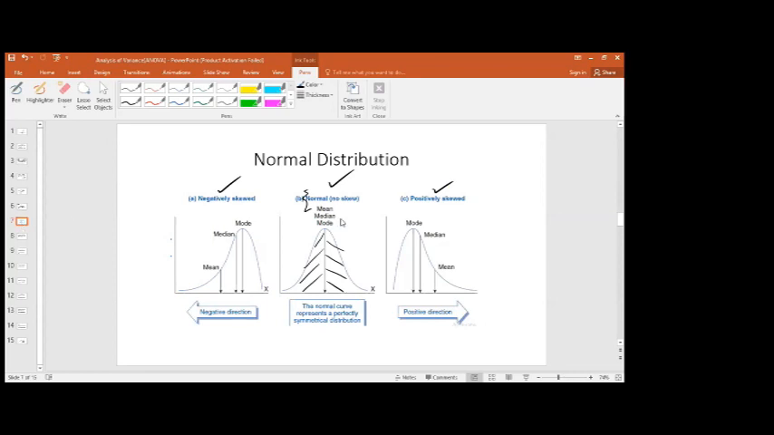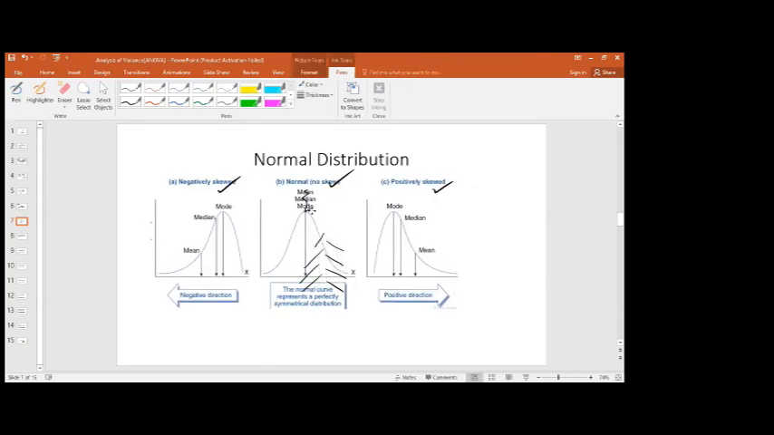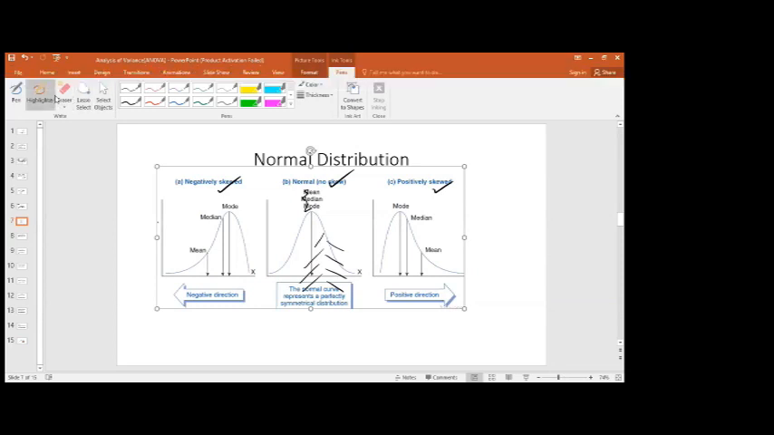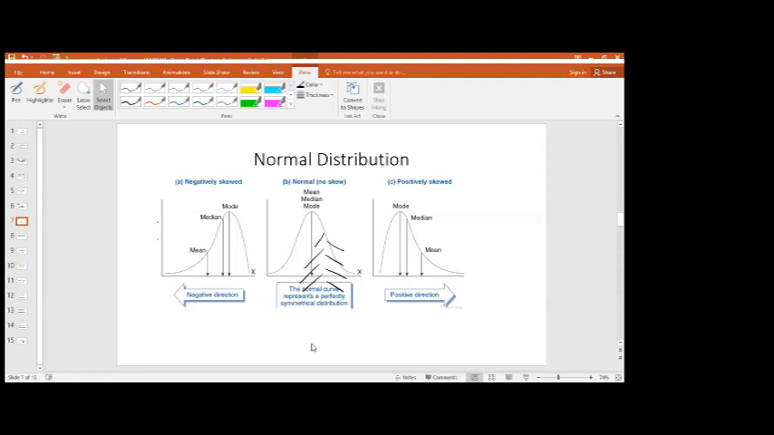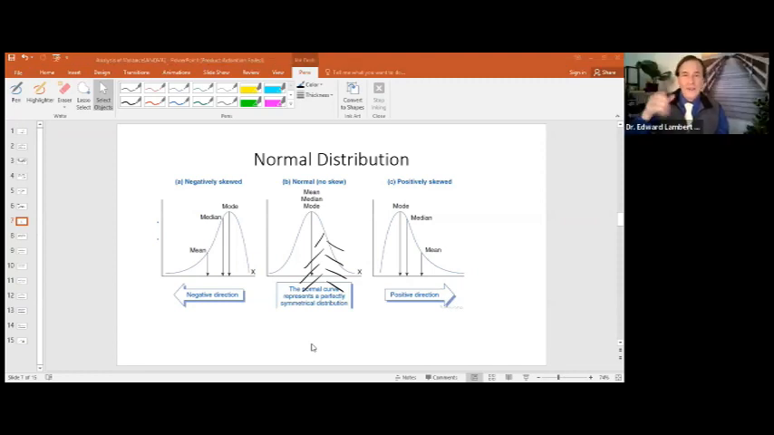Yes. Normal distribution where mean, median, and mode all lie in the center. Right? No, you hear me or not? So in the normal, we can hear you. Go ahead and talk about normal distribution.